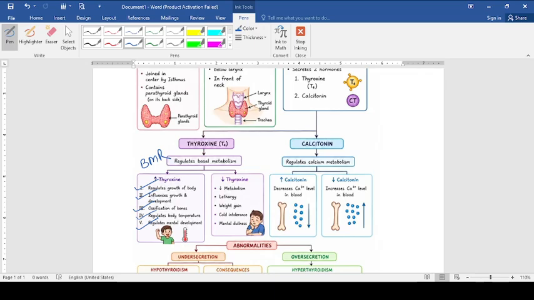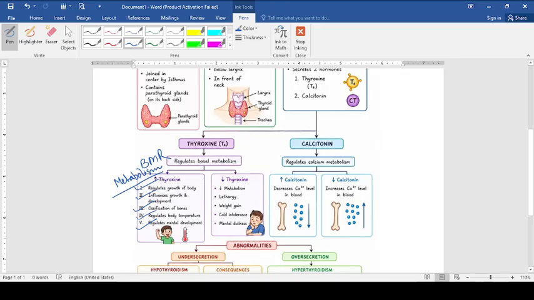Now, if the thyroxine level is coming down, there are some diseases we will discuss later on, then there will be low metabolism. Here, one point you can add. The positive point of thyroxine is that it regulates metabolism. This term you have to use: it regulates metabolism. That is very important.